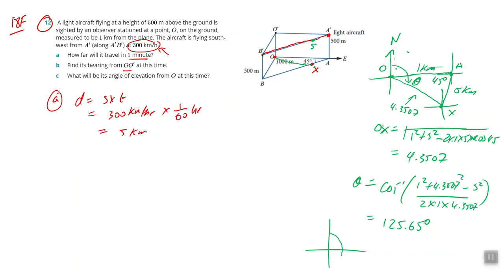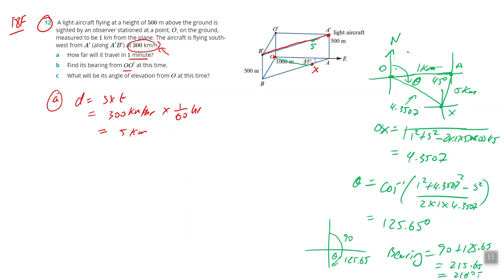So the bearing would be north plus 90 plus theta, which is 125.65. So my bearing would be 90 plus 125.65, which equals 215.65, which is a bearing of 216 degrees true.